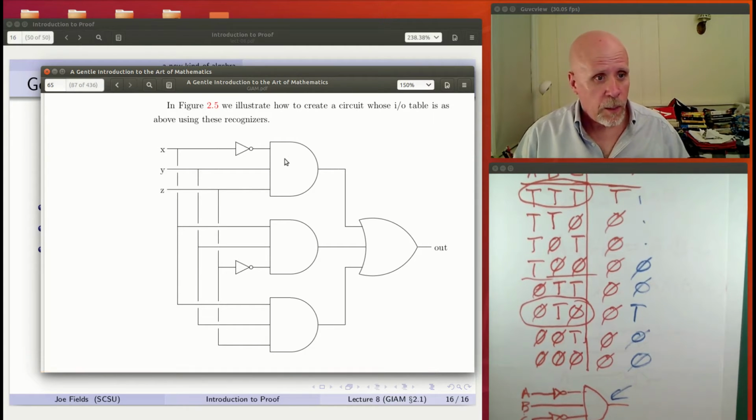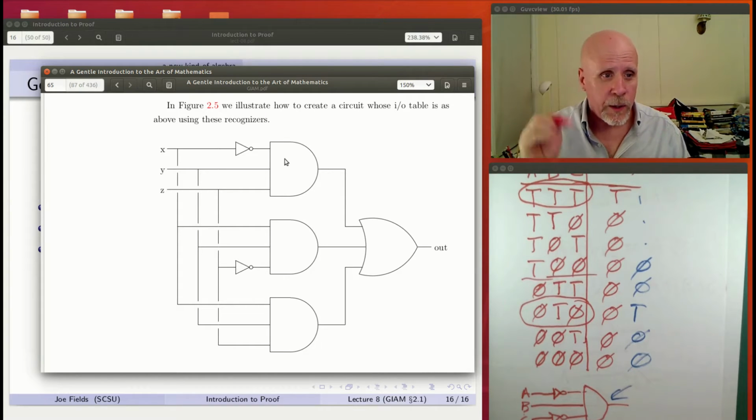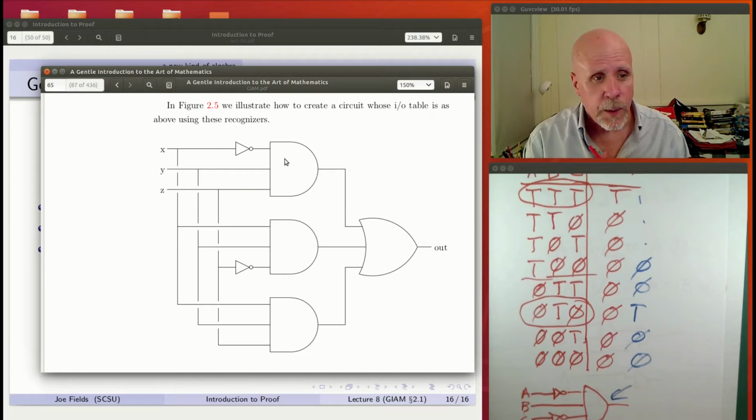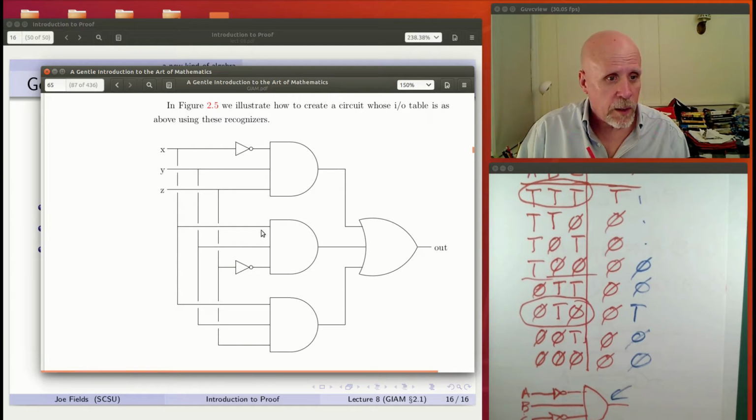What does the top AND gate recognize? That's when X is false and Y and Z are true. If you were doing logic circuits, you'd actually call that 0, 1, 1. But let's call it false, true, true for our purposes now. The second logic circuit recognizes true, true, false. And the last one recognizes true, true, true.